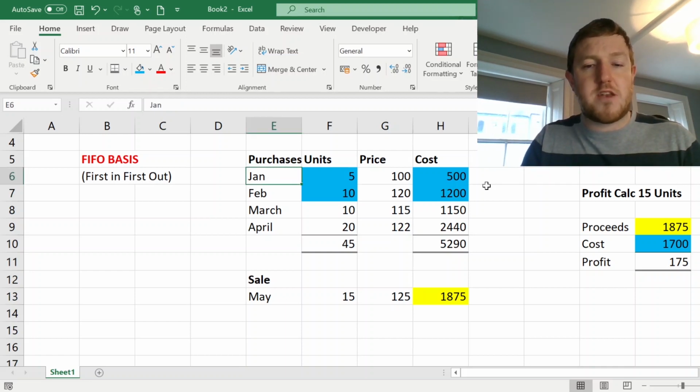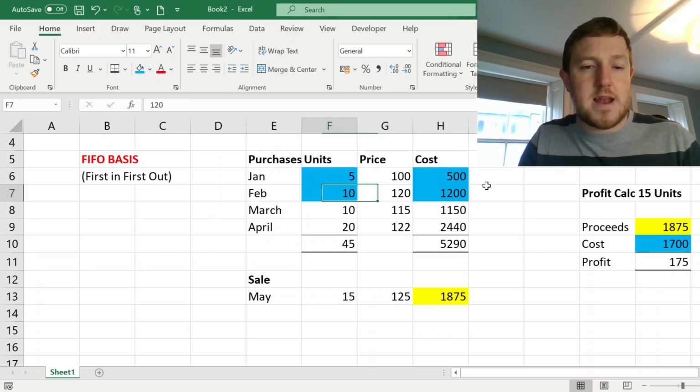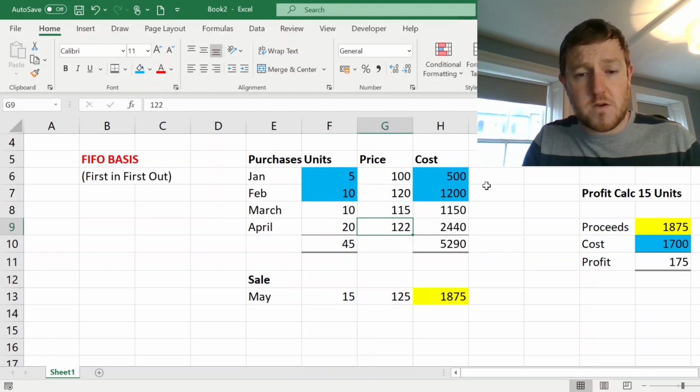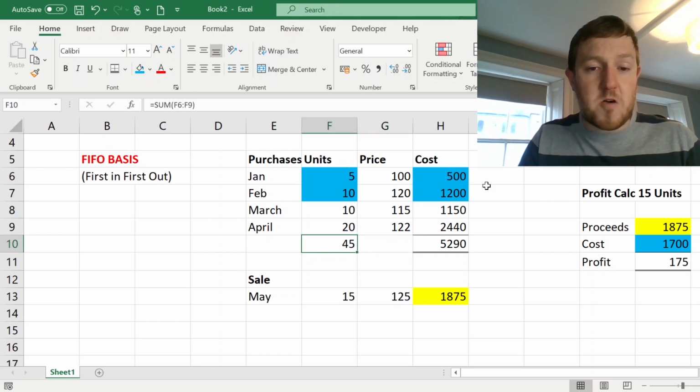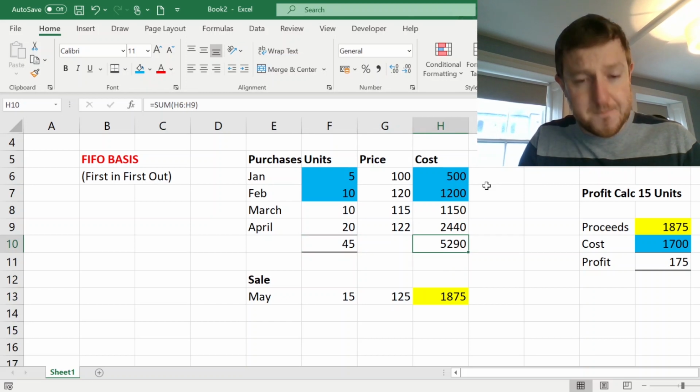So I have a small example here now. Just say, for instance, in January, I bought 5 units of an ETF at a price of 100. That cost me 500. And in February, I bought 10. And in March, I bought another 10. And in April, I bought 20. And these were all at different prices. So by the end of April, I had 45 units. And the total cost for me at that time was 5,290.